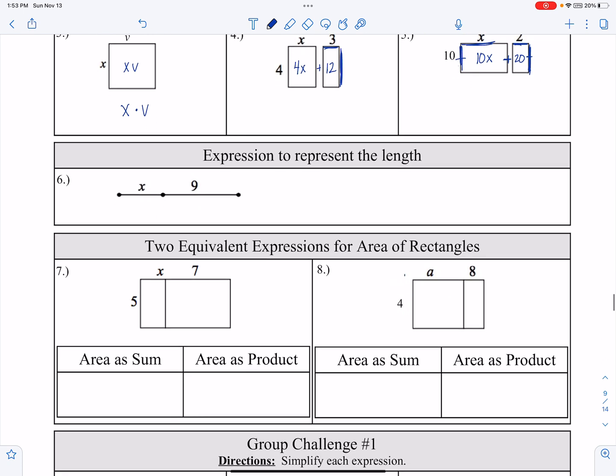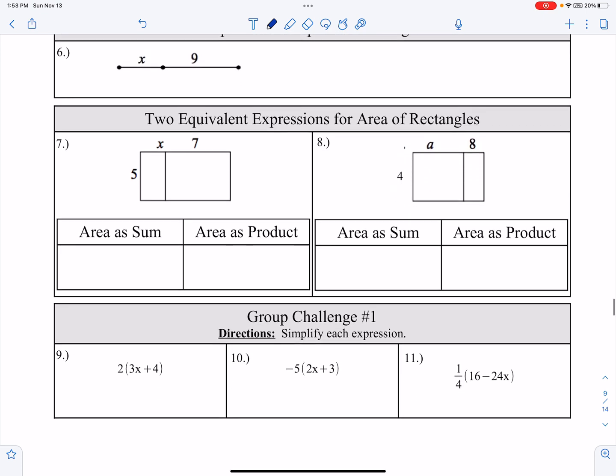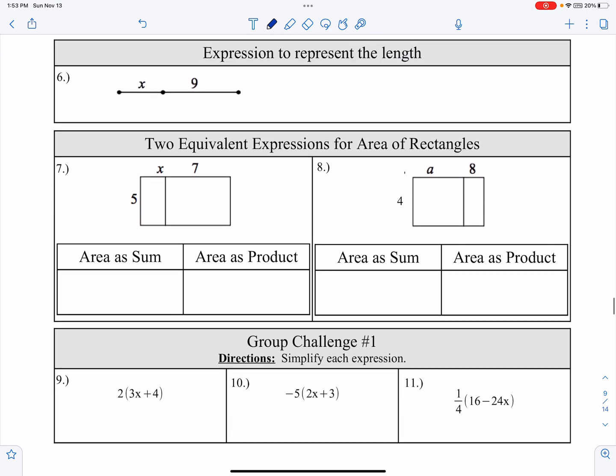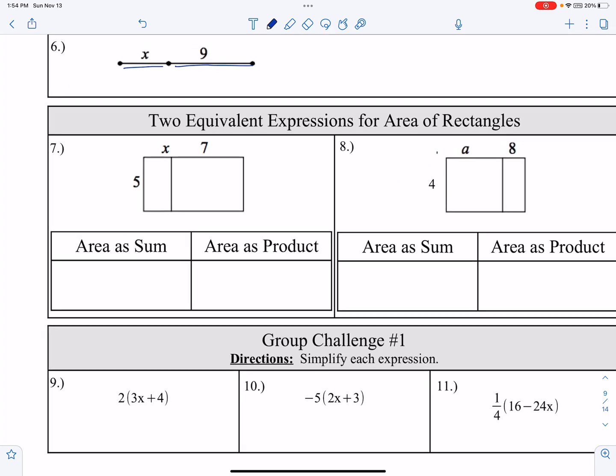All right, now shifting down to change our mindset a little bit. Instead of those rectangles being separated, we're going to start to push them together. Okay, and so when we look at the top, if someone was asking me, well, what's the distance of this one plus this one? Obviously, we would just add those together. And so you have x plus 9 is your total length of the top.